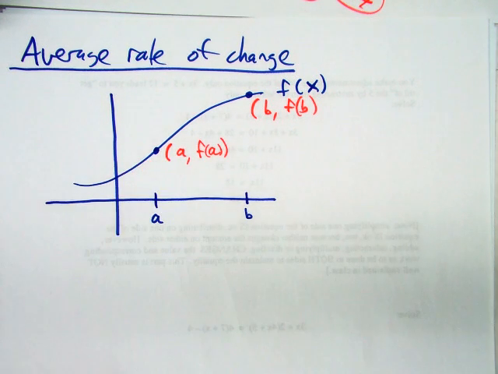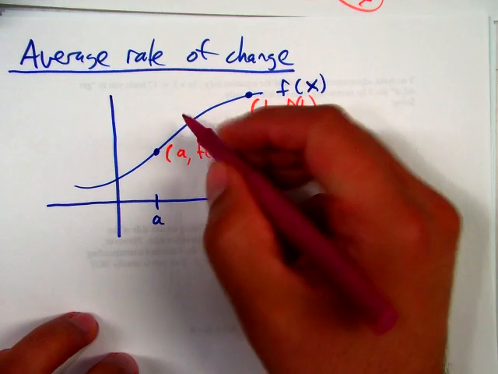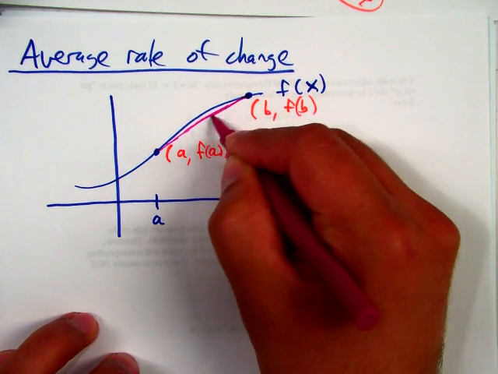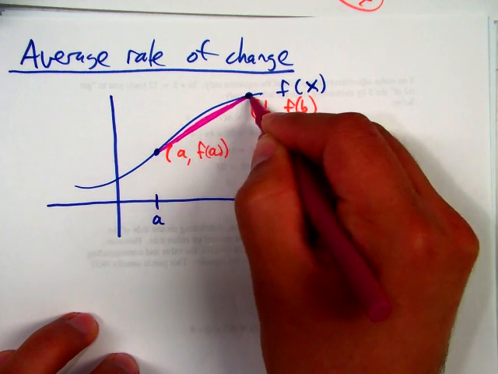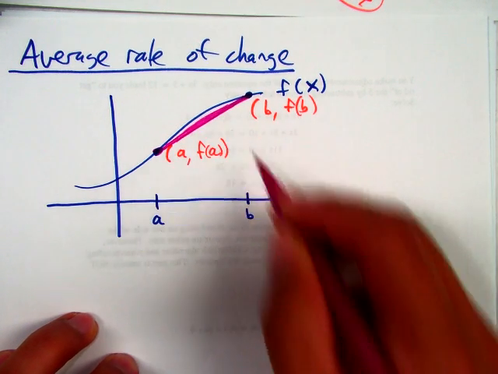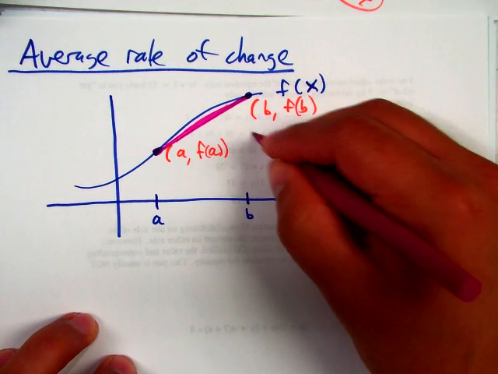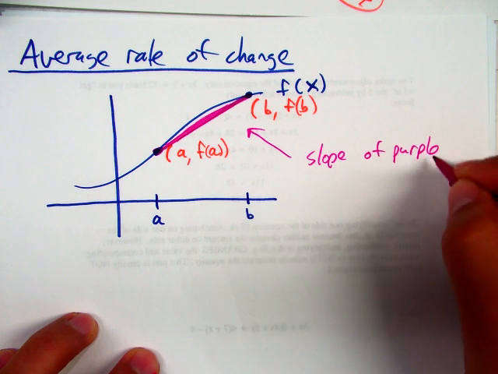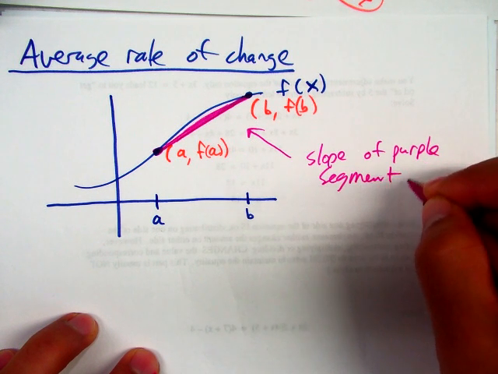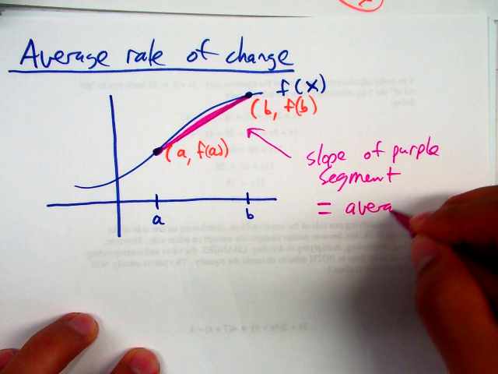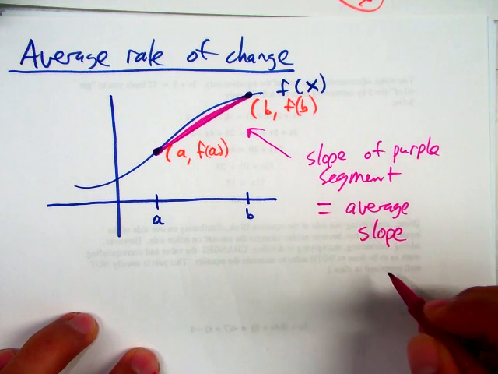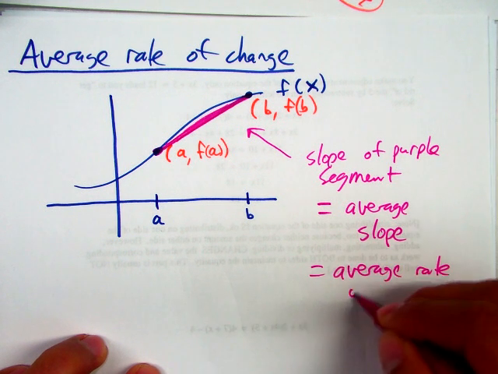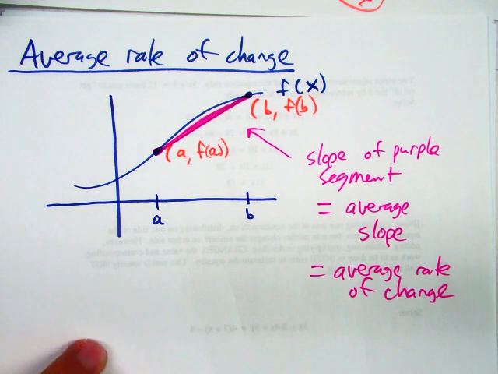But what we can do is connect A to B, like this, with a straight line. If I make a straight segment from A to B and find the slope of this purple line or purple segment, that equals the average slope, which is just another way of saying average rate of change. Rate of change and slope are synonymous. Okay?